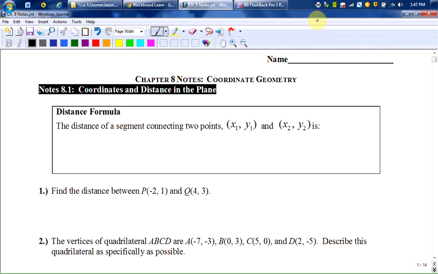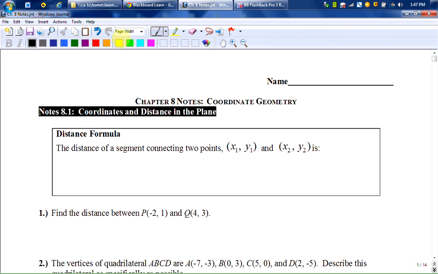This is the first lesson from Chapter 8. Chapter 8 focuses on coordinate geometry, or the coordinate plane, or graph paper, essentially taking or reviewing everything that we've learned in previous chapters and sort of relearning it or looking at it through the lens of graph paper.